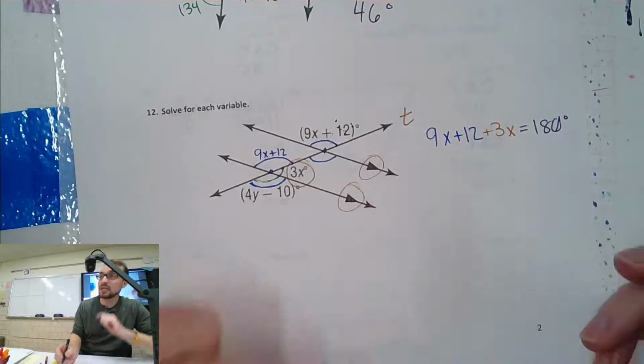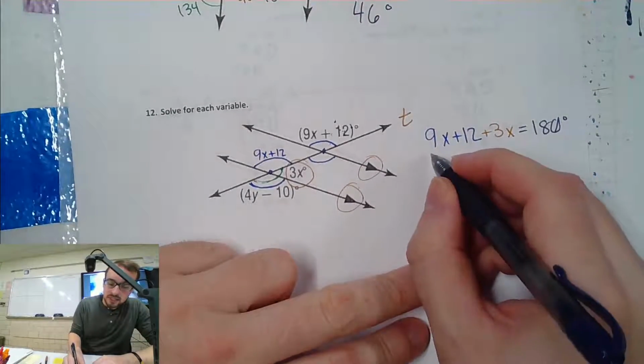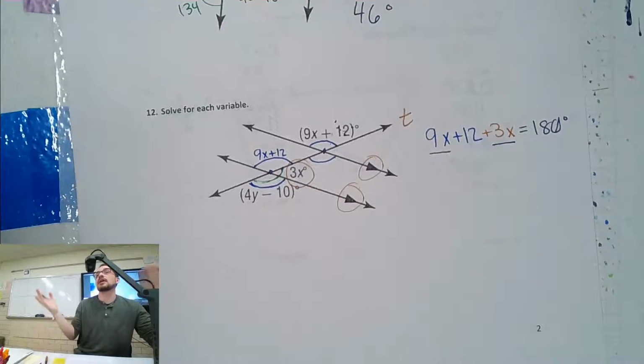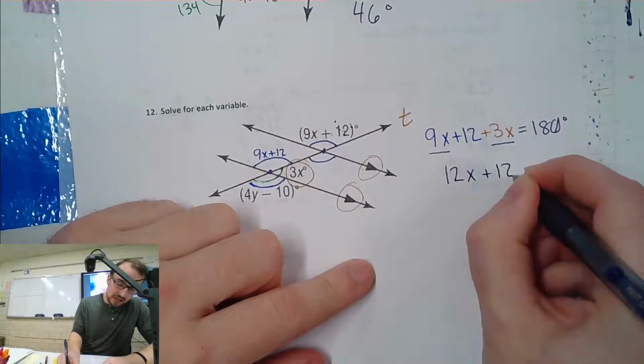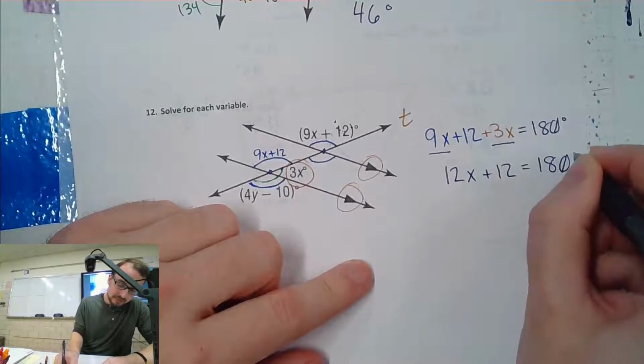What's 9 and 3 together? I'm going to get these two x's together. They're already on the same side, so I just smash them together. We get 12x, right? 12 stays. 180's there.